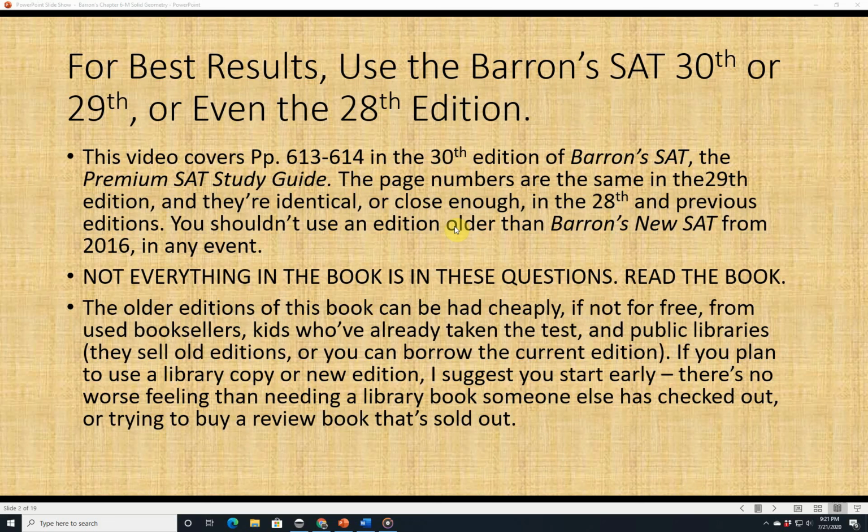Do read the book. The older editions of this book can be had cheaply, if not for free, from used booksellers, kids who've already taken the test, and public libraries. They sell old editions, or you can borrow the current edition. If you plan to use a library copy or a new edition, I suggest you start early. There's no worse feeling than needing a library book someone else has checked out, or trying to buy a review book that's sold out at a local bookstore. If you start a few days before, that 2 days for shipping from Amazon or whatever can really eat into your time, so plan ahead.